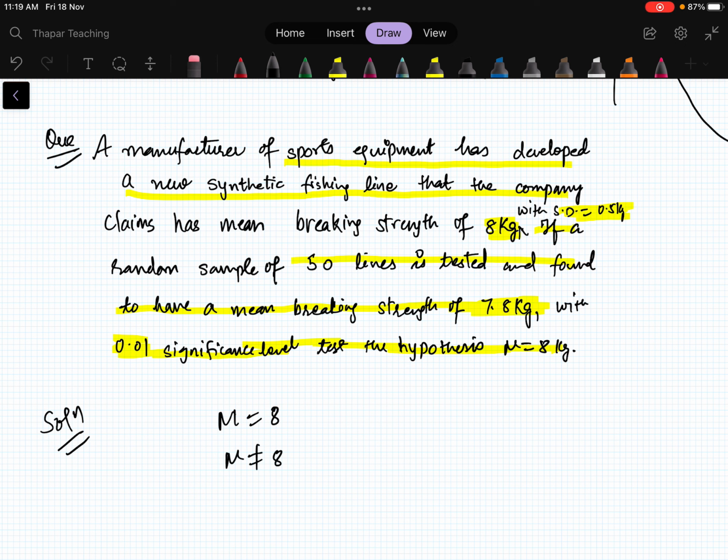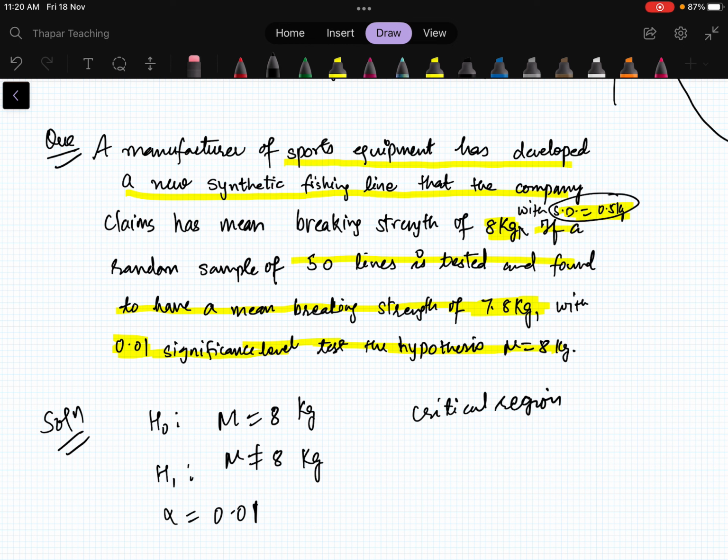Here you have a two-tail test, because you are not talking about less than 8 or greater than 8. It is just equal to 8 or not equal to 8. So that is what you have to understand there, right? This is your step 1. Then your alpha is 0.01, that is your significance level. In this case your critical region will be, because you have your population standard deviation given as 0.5, from minus z alpha by 2 to z alpha by 2, right?